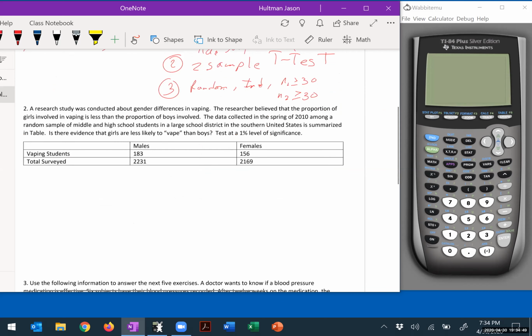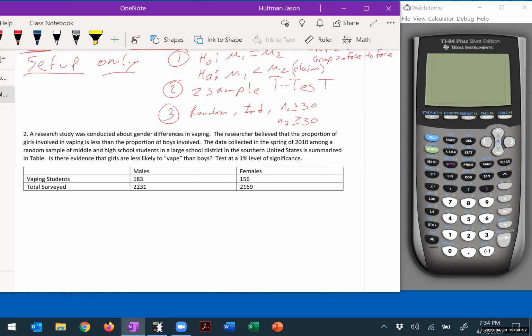However, for number 2, we do have the data provided. For number 2, a research study was conducted about gender differences in vaping. The researcher believed that the proportion of girls involved in vaping is less than the proportion of boys involved. So let's just stop there for right now and write our hypotheses, our null and our alternative.